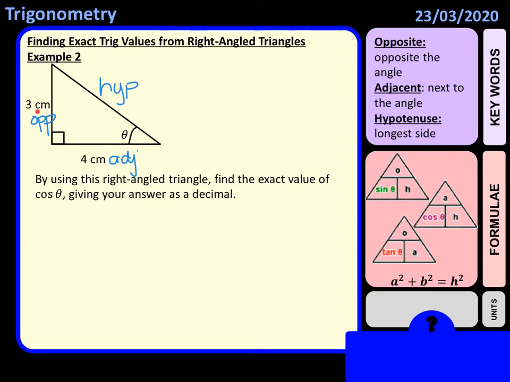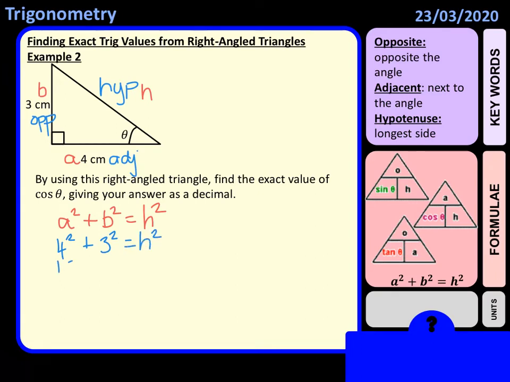So a good hint here, because we have two sides and we're trying to find a side, the thing that we can use to work out lengths of sides in a right angled triangle is Pythagoras' theorem, a squared plus b squared equals h squared. So, as always, start any working with the formula that we're using, and in this case I'm going to call this a, that's b, and h for hypotenuse. So 4 squared plus 3 squared is the hypotenuse squared.